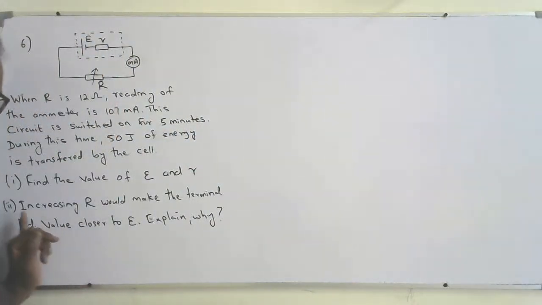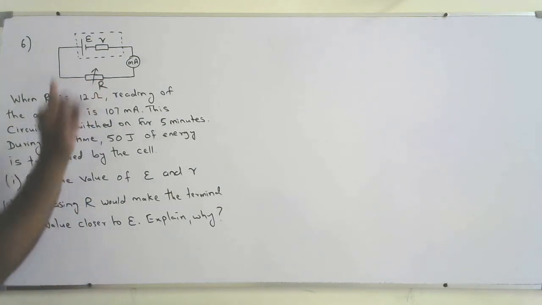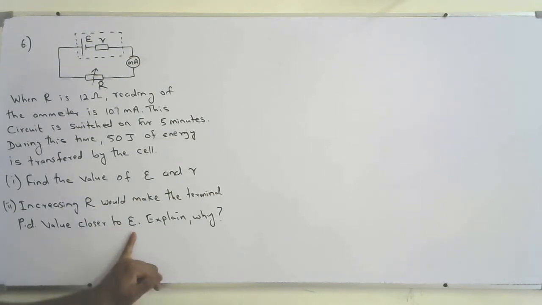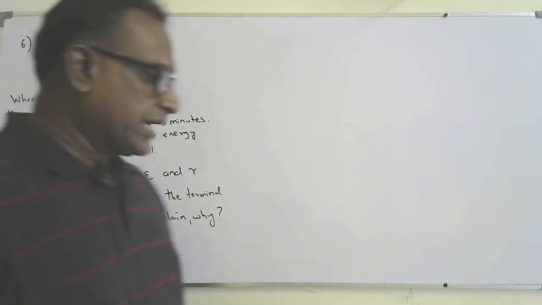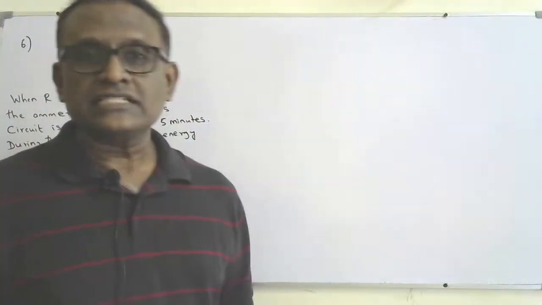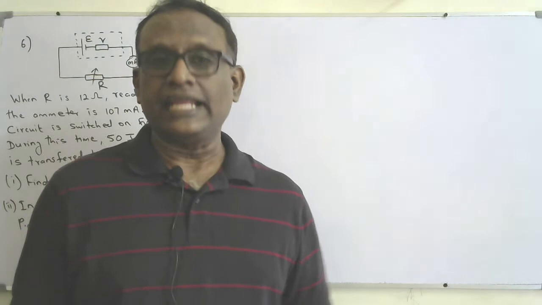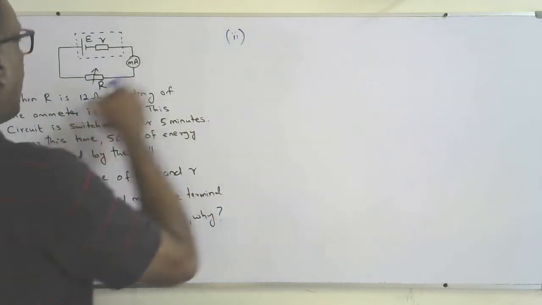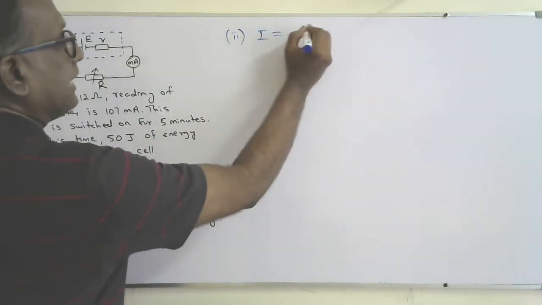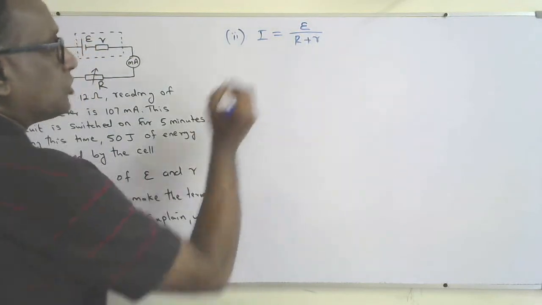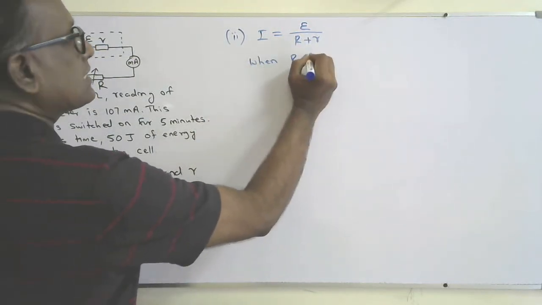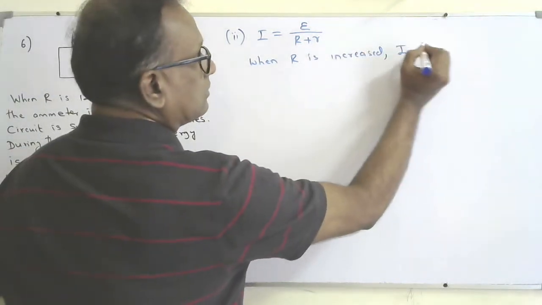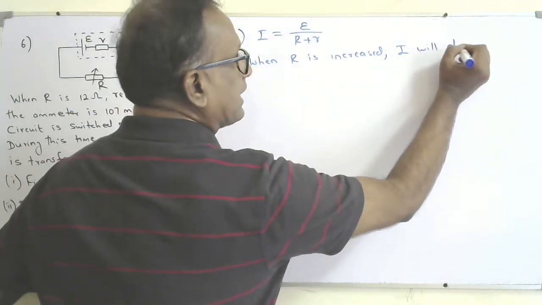Okay, second part, increasing R. R is the variable resistor. Increasing R would make the terminal potential difference value closer to EMF. Explain why. So simple, you can say when capital R is increased, the total resistance of the circuit will increase. When capital R is increased, total resistance of the circuit is given by R plus r. So the current flow will decrease. So you can say when R is increased, I will decrease, current flow will decrease.